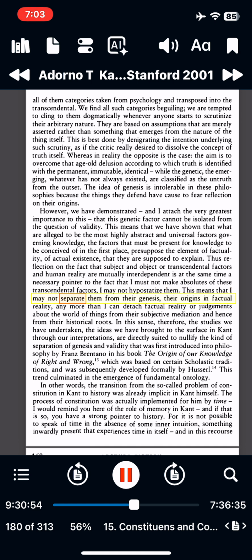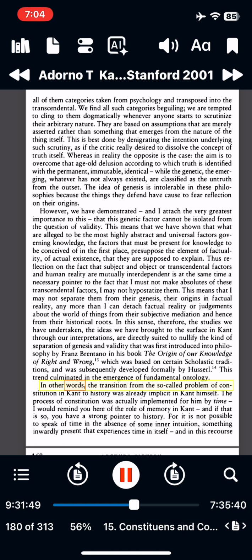This means that I may not separate them from their genesis, their origins in factual reality, any more than I can detach factual reality or judgments about the world of things from their subjective mediation and hence from their historical roots. In this sense, therefore, the studies we have undertaken, the ideas we have brought to the surface in Kant through our interpretations, are directly suited to nullify the kind of separation of genesis and validity that was first introduced into philosophy by Franz Brentano in his book The Origin of Our Knowledge of Right and Wrong, 13, which was based on certain scholastic traditions, and was subsequently developed formally by Husserl. 14. This trend culminated in the emergence of fundamental ontology.